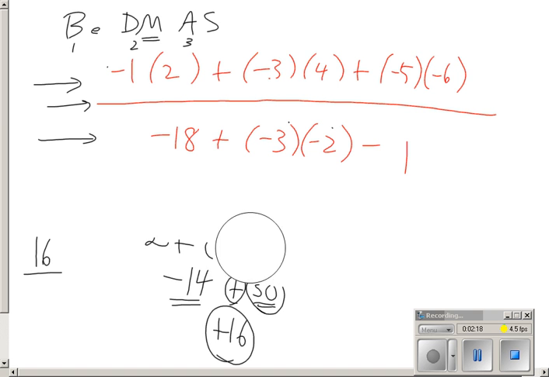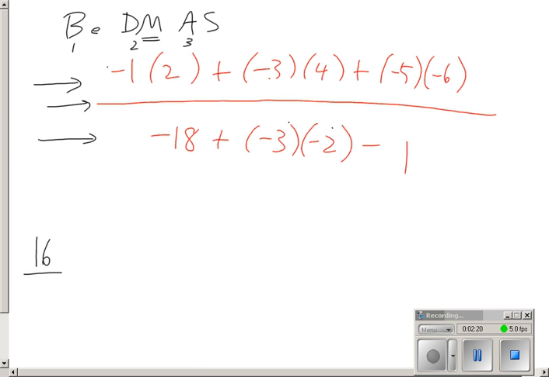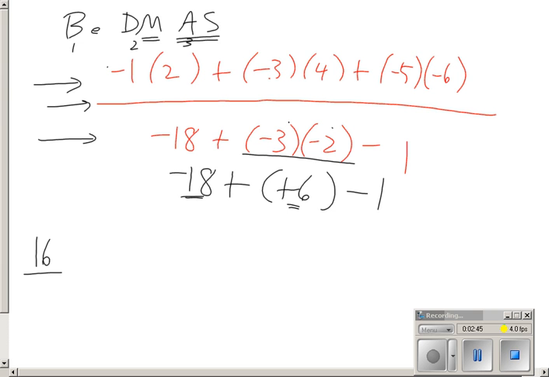And then let's focus on simplifying the bottom part of this particular question. And again, I have addition, multiplication, and subtraction. So I'm going to do my multiplication first. I got -18 plus +6, take away 1. Now, we are on step 3, addition and subtraction. And remember, you do the addition and subtraction in the order they appear from left to right. So I'm going to start with -18 plus +6. Well, what do I have more of? I have more negatives. How many more? I have 12 more. Take away 1.